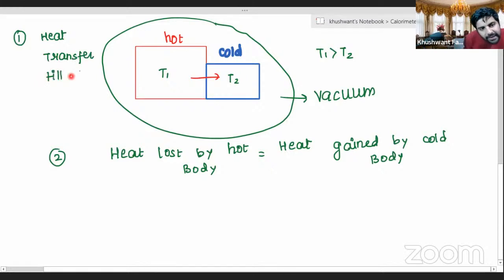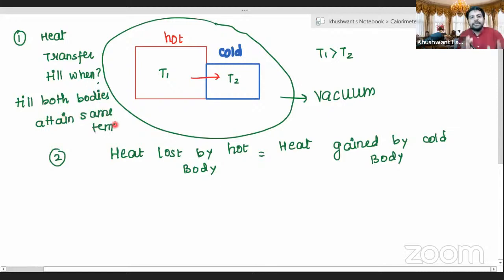Till when? So it will happen till both bodies have common or same temperature. Till both bodies attain the same temperature. So this is one principle that we all need to remember in order to solve these kind of questions. Next principle that will help us, that whatever heat is being lost by the hot body is the same amount of heat gained by the cold body.